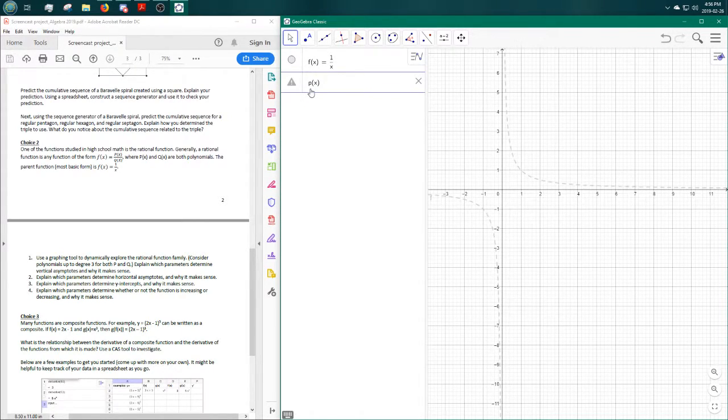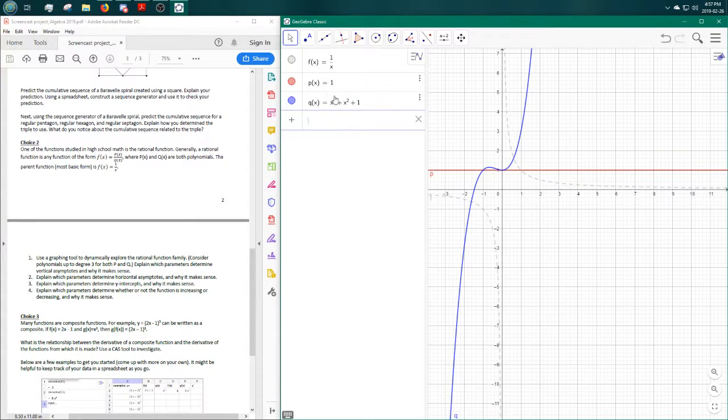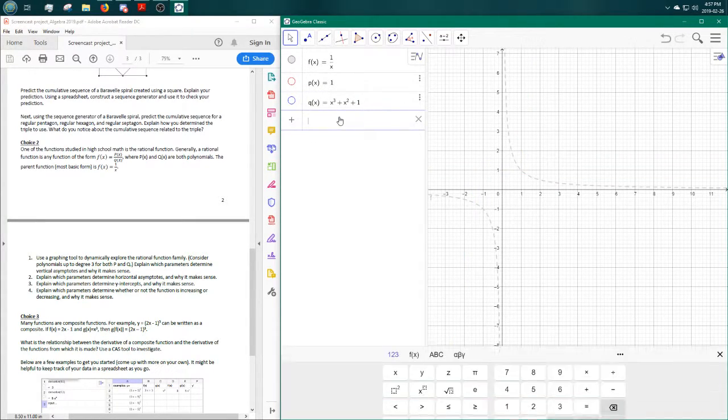I'll create two functions. Let's say p of x just equals 1 for now. And we're going to create another function, q of x, equals x cubed plus x quantity squared plus 1. That'll work. So we have these two functions here. Now I'm going to turn these off. I don't want to see them. I just need the function.